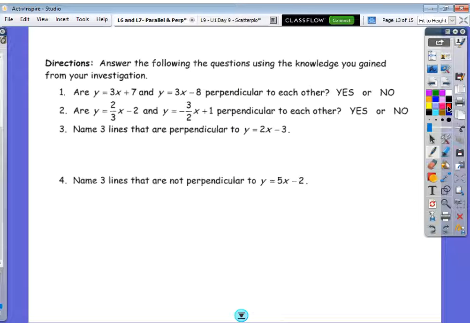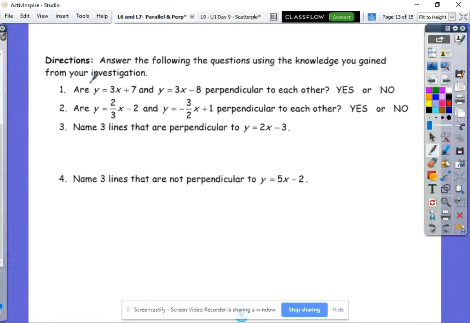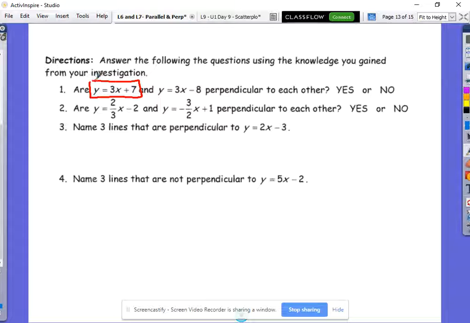To quickly finish up here, we're going to compare two equations to one another. We're going to compare y equals 3x plus 7 and y equals 3x minus 8. So what do you notice? Are those perpendicular to each other? They are definitely not, because they're actually parallel. Their slopes are the same. So if they're parallel, they're not perpendicular to each other. So no, they're not opposite reciprocals.